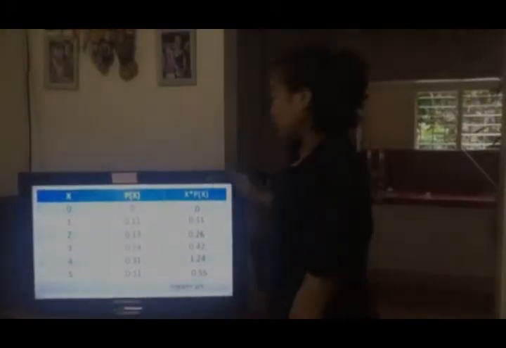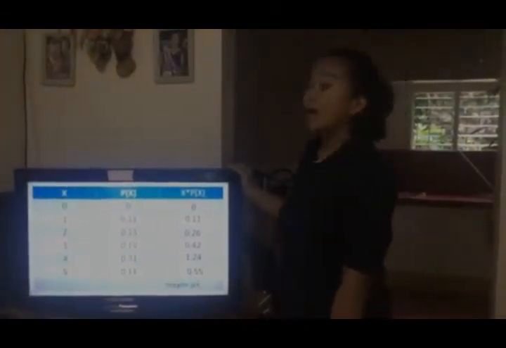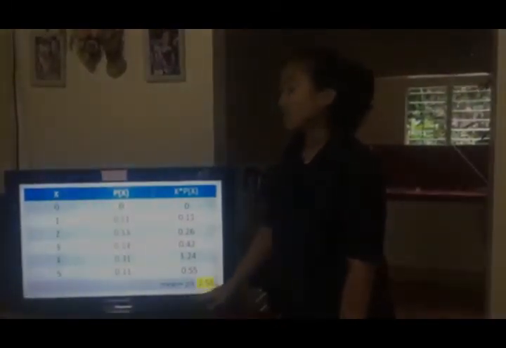And to get the mean, let's add all the results. So 0 plus 0.11 plus 0.26 plus 0.42 plus 1.24 plus 0.55 is equal to 2.58. So our mean is equal to 2.58.